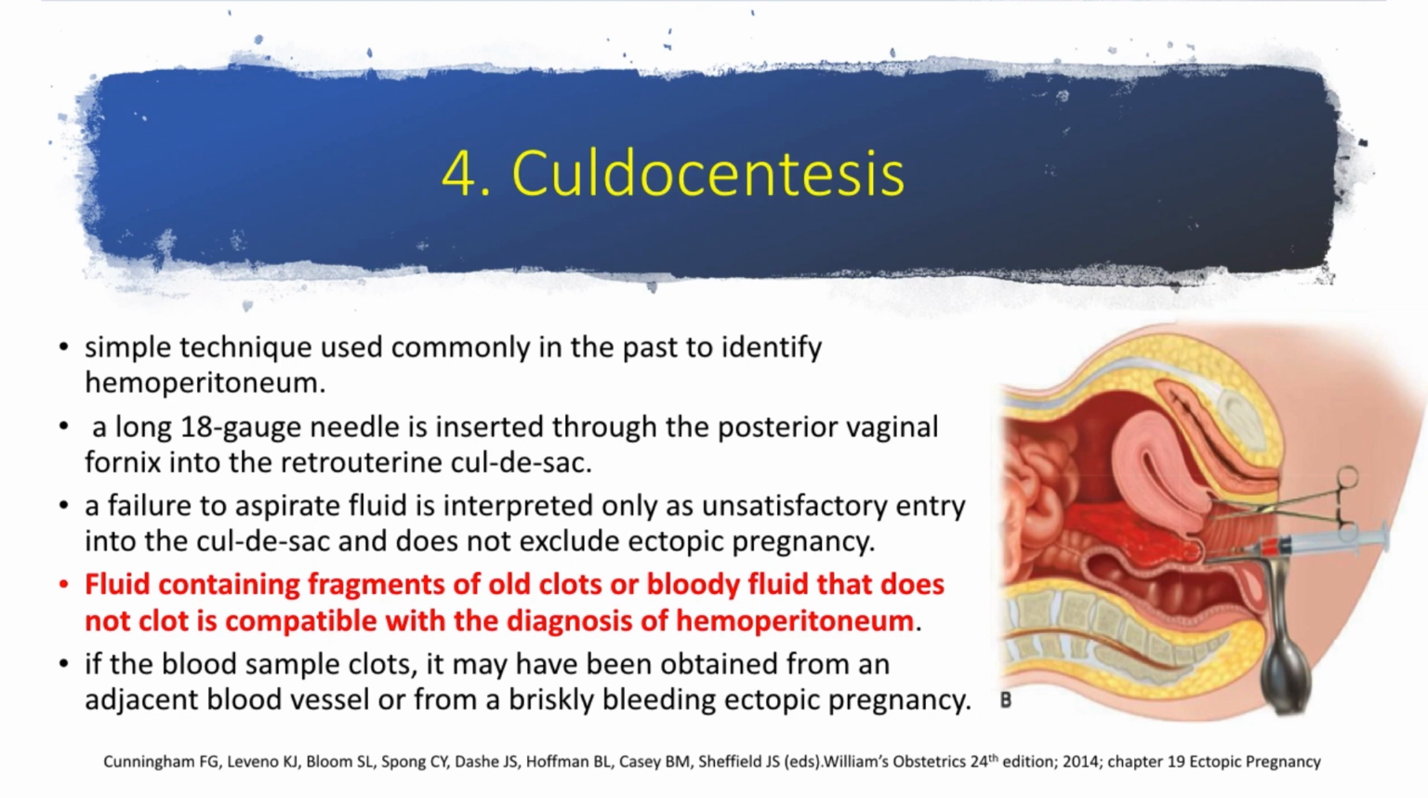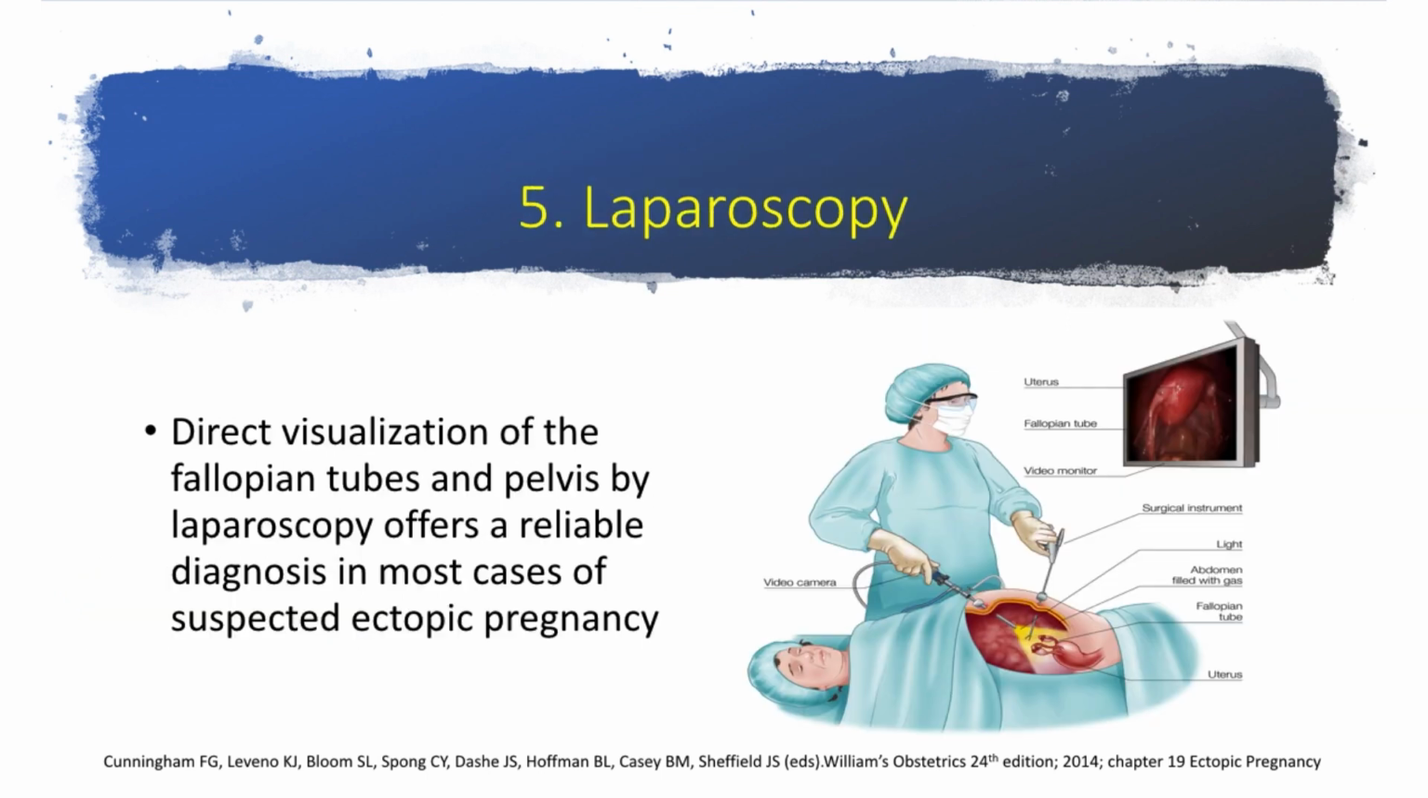If the blood sample clots, it may have been obtained from an adjacent blood vessel or from a briskly bleeding ectopic pregnancy. And so lastly, we can also use laparoscopy. Laparoscopy entails the direct visualization of the fallopian tubes and pelvis and offers a reliable diagnosis in most cases of suspected ectopic pregnancy.